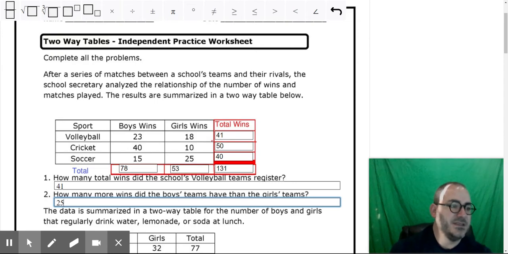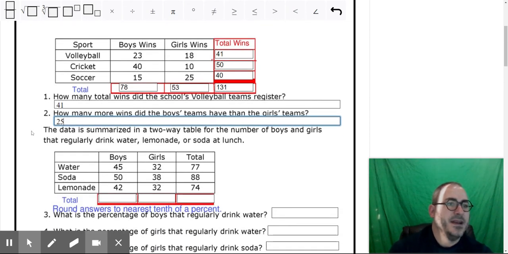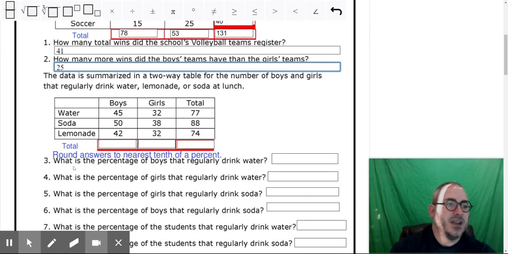All right, the boys' teams versus the girls' teams there, given that data. The data is summarized in a two-way table for the number of boys and girls that regularly drink water, lemonade, or soda at lunch. Okay, so we're now working with a new table here. This is about water, soda, and lemonade. All right, so now they're going to ask, what is the percentage of boys that regularly drink water?